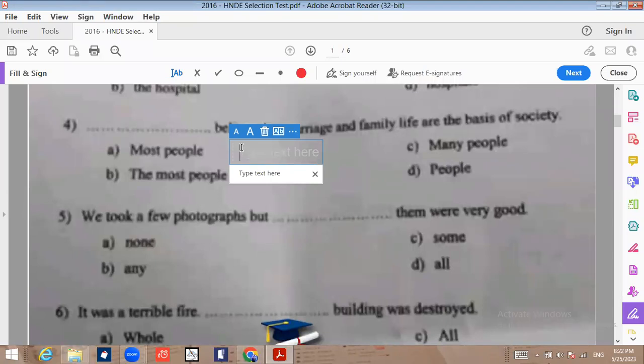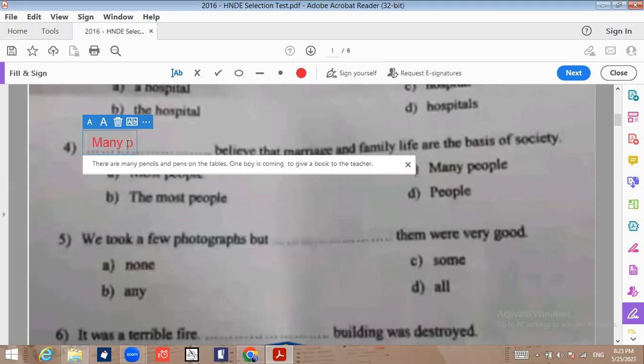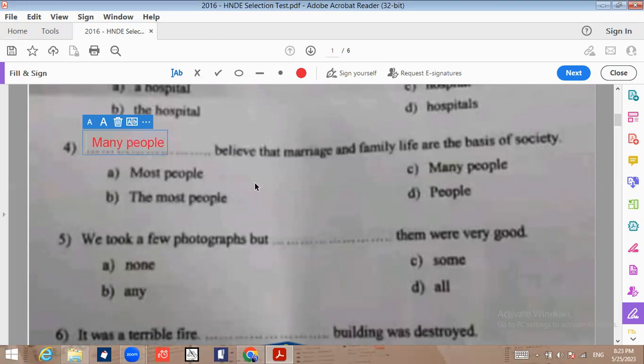Right. Okay, so then let's see what is the answer here. Believe that marriage and family life are the basis of society. Most people, many people. If you read well, you can select very easily for this question. What is the answer, Buddhi? Many people. Good. Many people believe that marriage and family life are the basis of society.